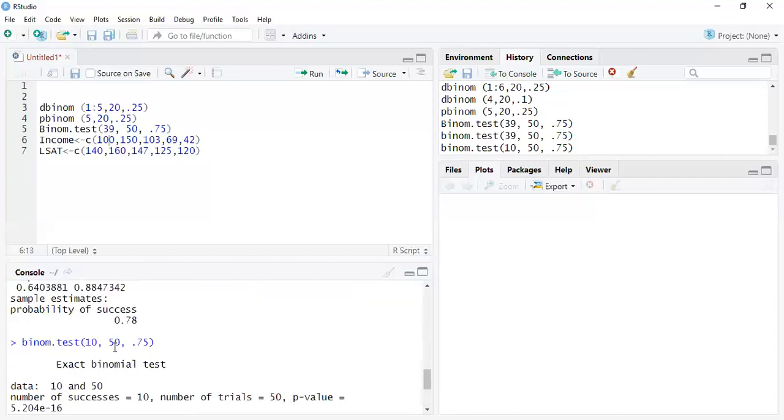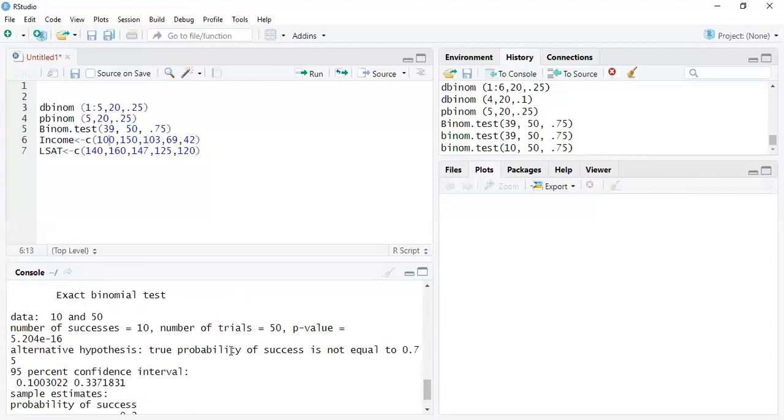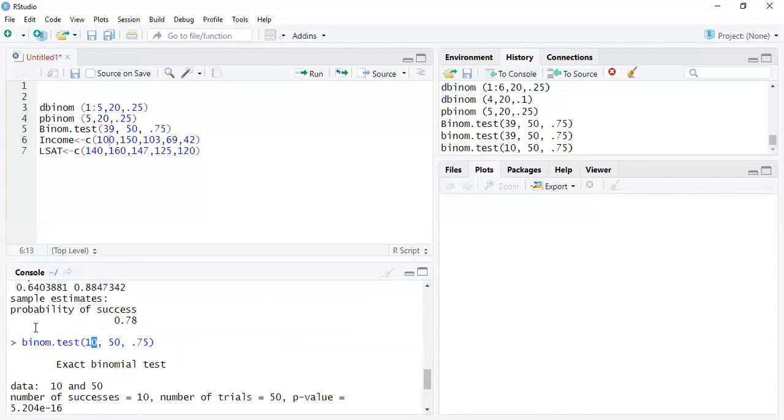Maybe that's the Tesla or something like that. It's like 75% of the cars blow up, and this is actually a good batch because only 10 out of 50 went on fire. I'm just kidding. I don't really know much about the Tesla. But anyway, the point is that that's your binomial test.